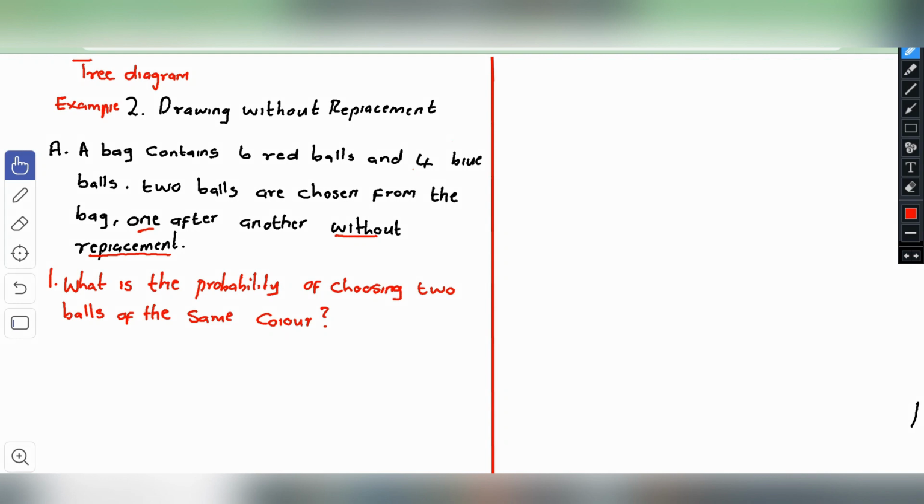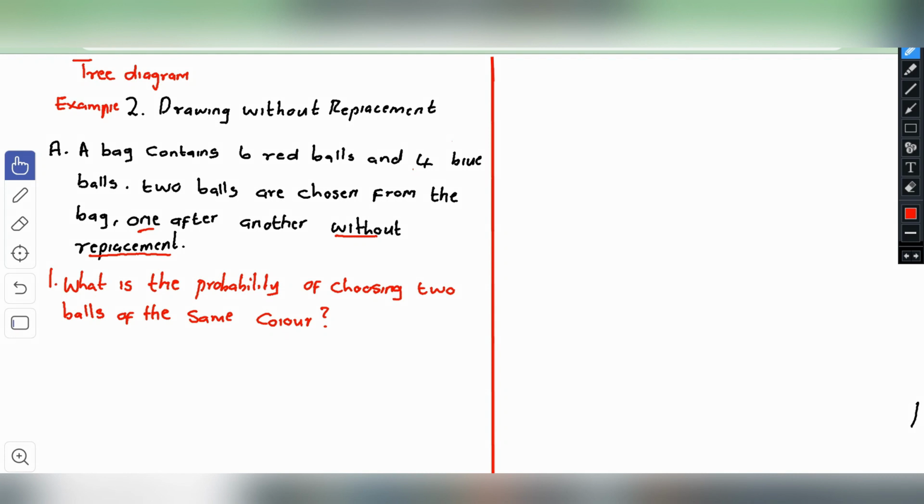So in this lesson we're going to talk about the tree diagram for drawing without replacement, which is example number 2. Example 1 was drawing with replacement. If you didn't see that video, go check the description below. There is a link for example 1 of the tree diagram, drawing with replacement. So now let's talk about drawing without replacement.